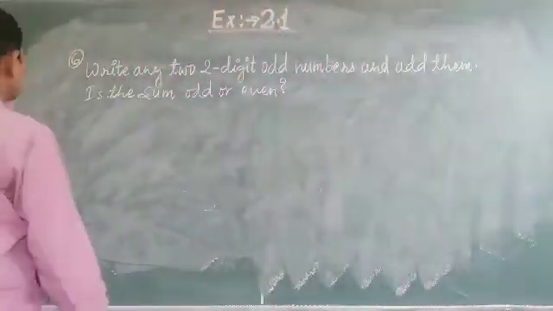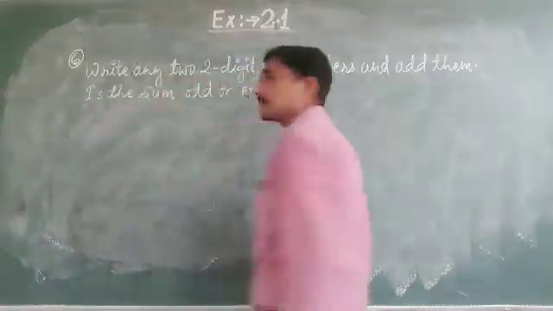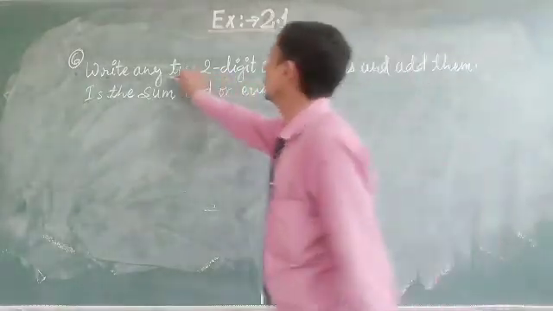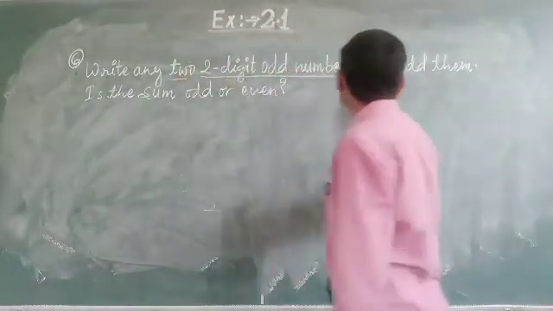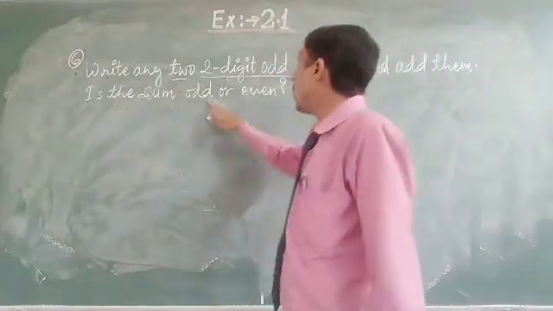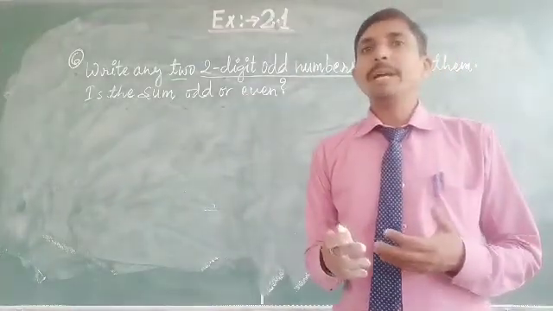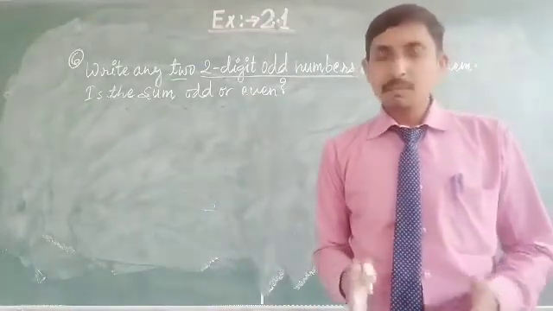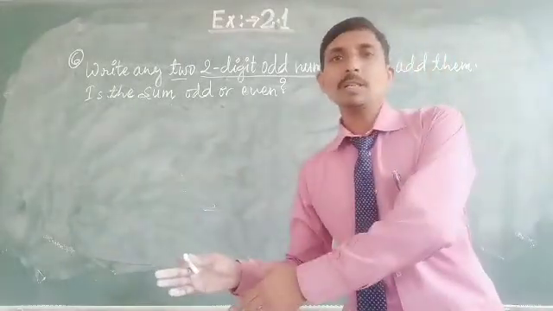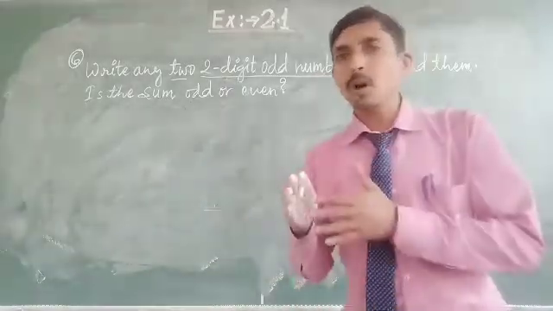Okay, now we come to question number 6. In question number 6 the question is: write any two digit odd numbers. We have to write any two digit odd numbers and add them. We have to check whether the sum is odd or even. We know that when we add two odd numbers we get an even result, because odd number plus odd number equals even number. The result is always even.